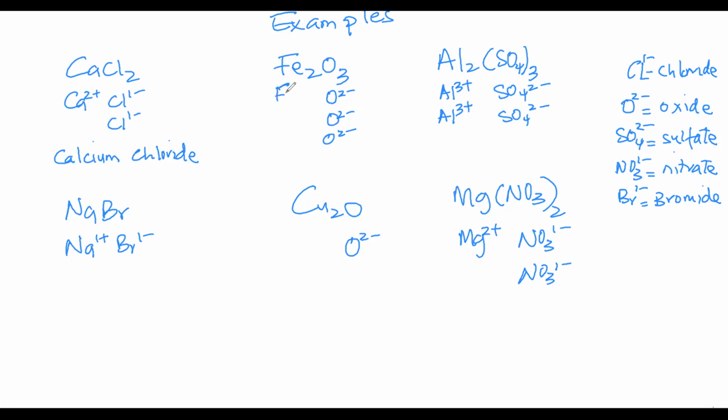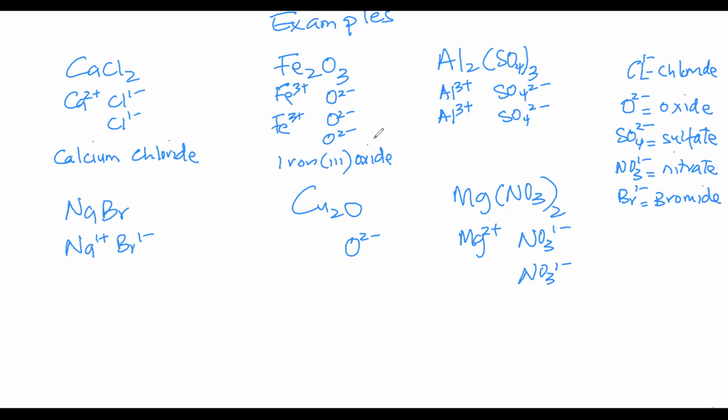If that is the case, for this to be neutral, the charges have to balance. So if this is 3, that means 2 of this will be 6. So this will be iron 3 oxide. How do we get the oxide? We look it up here. Oxide is on the chart, but I wrote it down for easy reference.